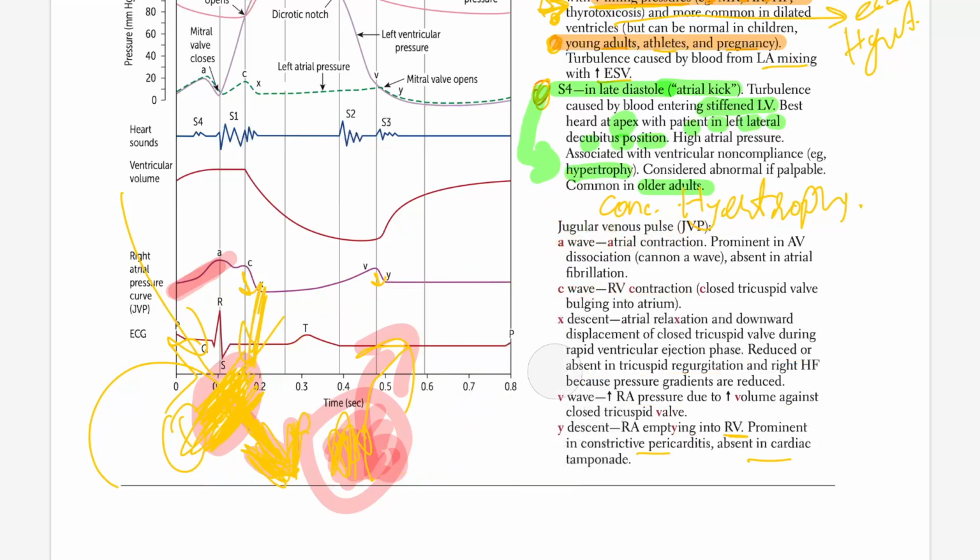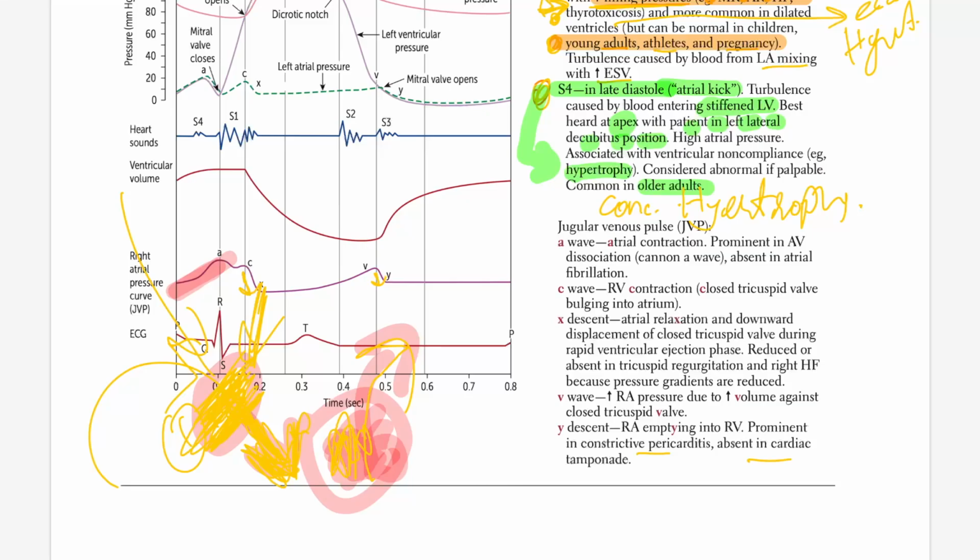What do we have? Okay, JVP. In JVP we have two descents, X and Y descent. Just know that there are two descents, and all the others are just the waves. So we have the A wave, which is atrial contraction. The atria contracts the blood into the right ventricle. That's going to give you the A wave.